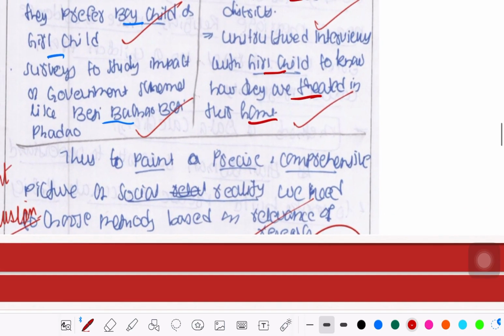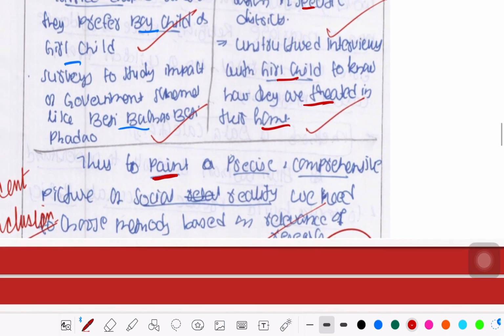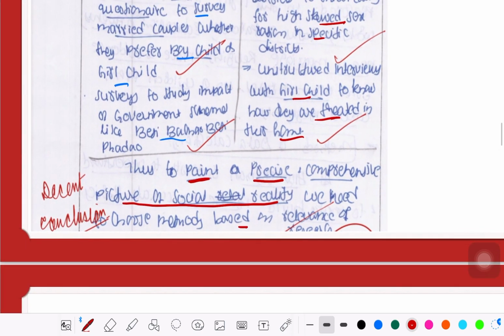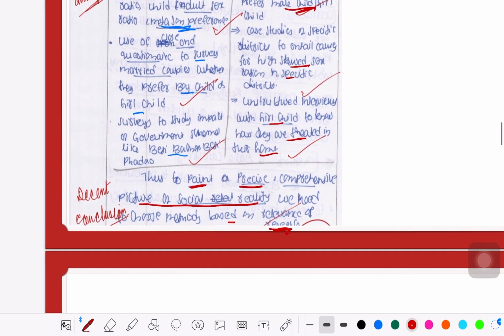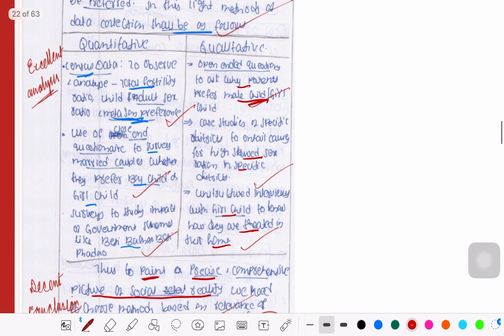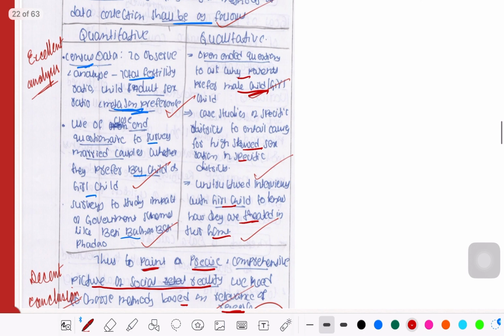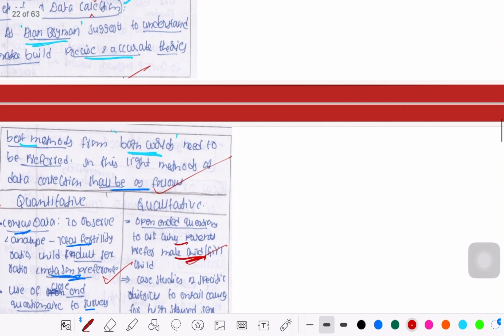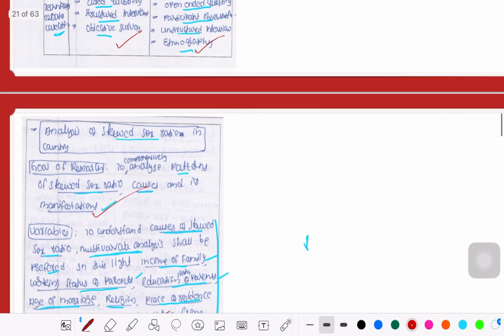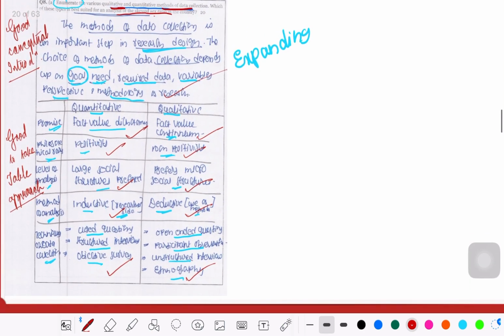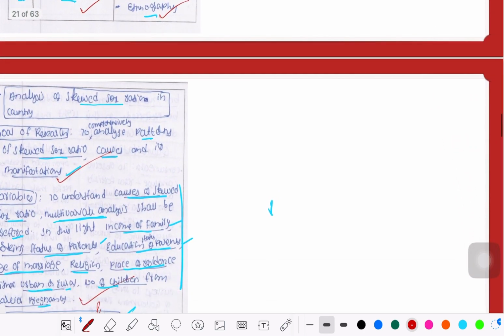And a very balanced conclusion. Thus, to paint a precise and comprehensive picture of social reality, we need to choose methods based on the relevance to the research. So here also I'm not concluding this one, because you can't say that this is the only best method. You need to see and understand both dimensions, the quantitative and the qualitative aspects. And since you always get questions on quantitative and qualitative aspects, here also the structuring is always important, sir.